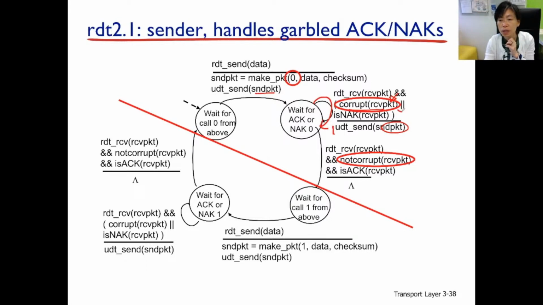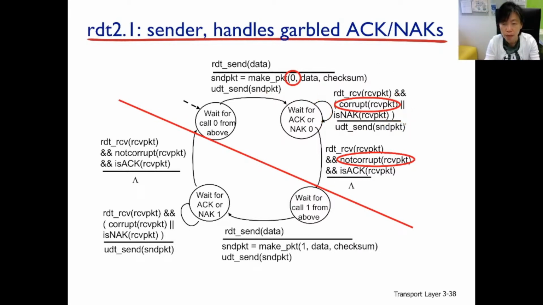There's another condition. If the packet is not corrupted, but it is a negative acknowledgement, then just like in RDT 2.0, we retransmit. All right, so this transition here gets doubled. It's checking two conditions. If it's not corrupted and a negative acknowledgement, retransmit. If it's corrupted, also retransmit. So we have two conditions that actually end up doing the same thing, just retransmit.